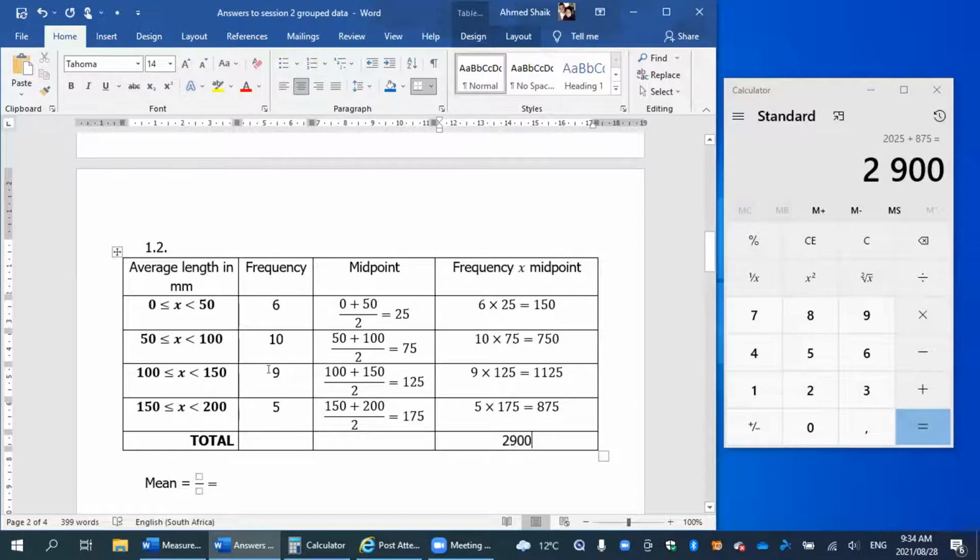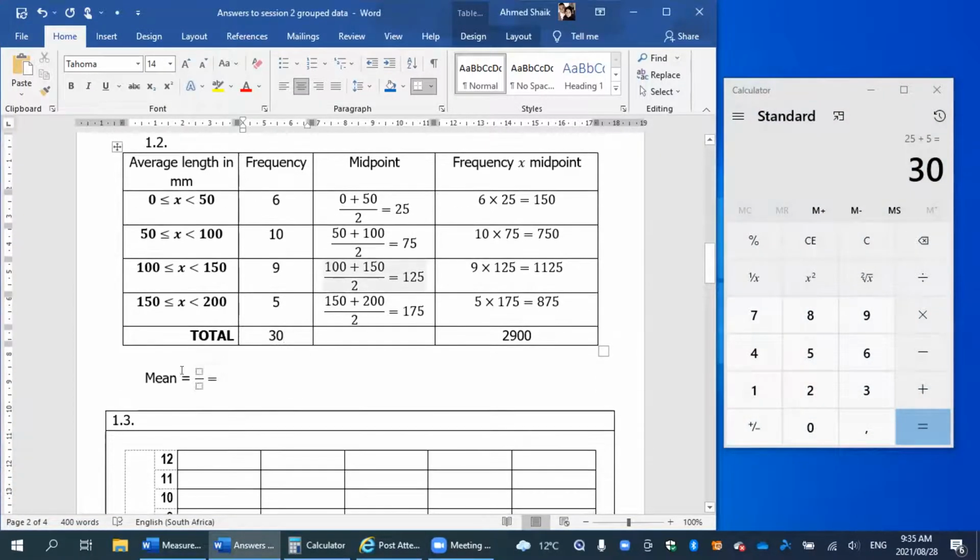Okay, we also need to know what's the total of our frequency column in order to work out our mean. So let's calculate that. We've got 6 plus 10 plus 9 plus 5, and that tells us that there are 30 values in our data set.